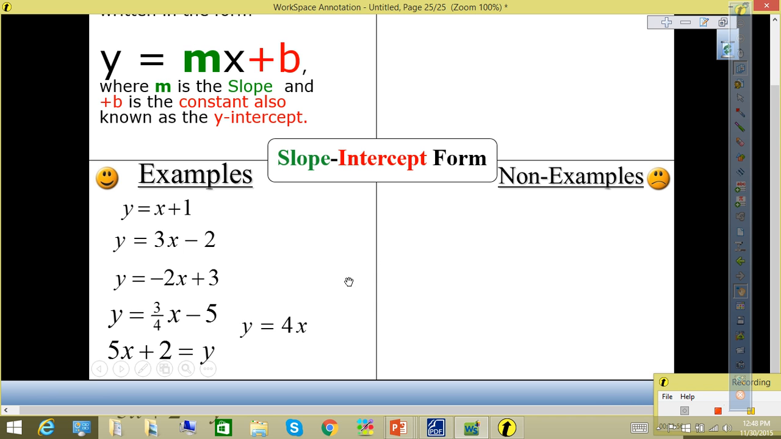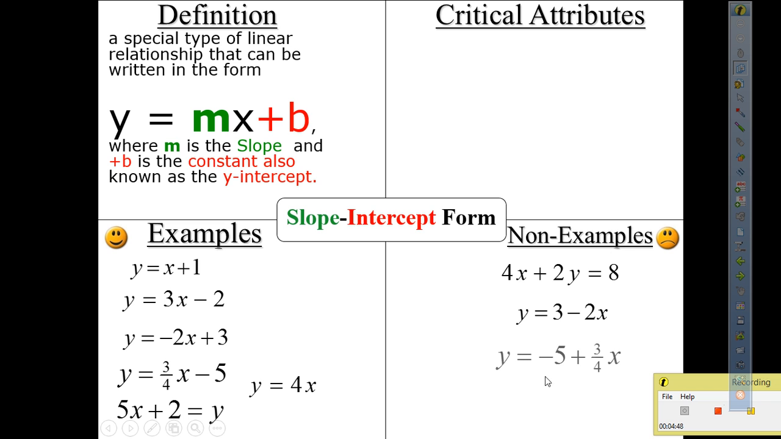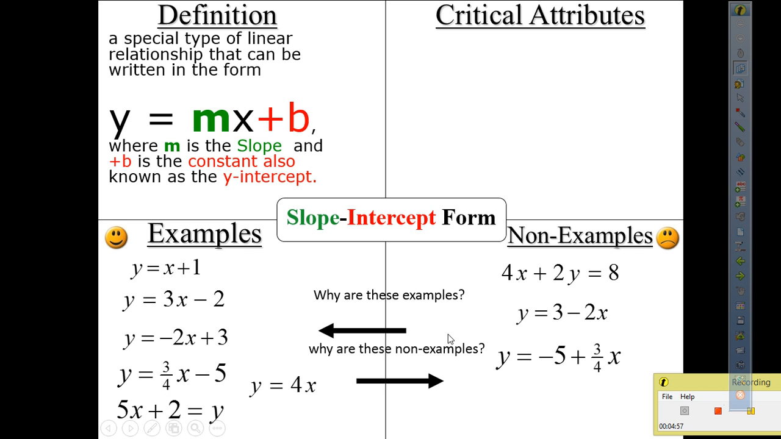Are we there? So, now that we're clear as to what a slope-intercept form looks like, let me show you what it does not look like. 4x plus 2y equals 8. Y equals 3 minus 2x. And y equals negative 5 plus 3/4 x. Copy that. And as you're copying those, start thinking, if these are a slope-intercept form, why are these not? Then we'll discuss it with your neighbors. Copy that, please.